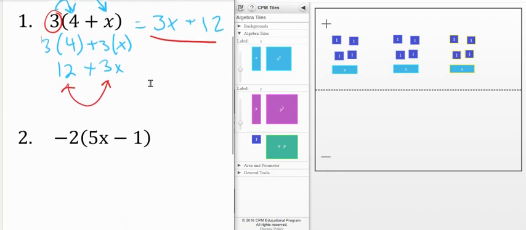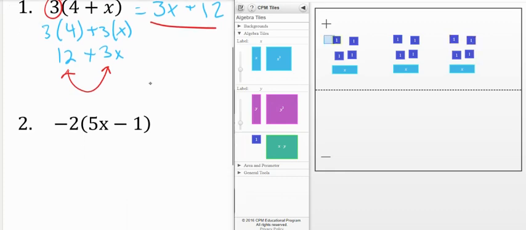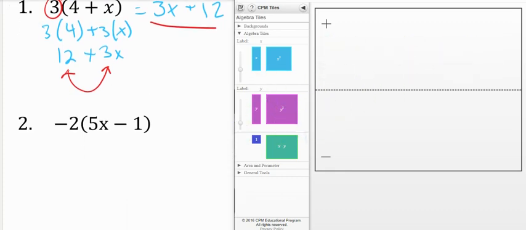Okay, let's do number 2 now. So let me get rid of all my tiles over here. Okay, so for this one is -2 multiplied, right? Because it's in front of the parentheses. So -2 times 5x minus 1.